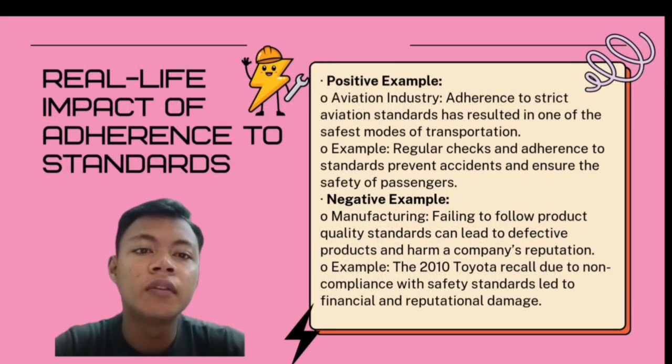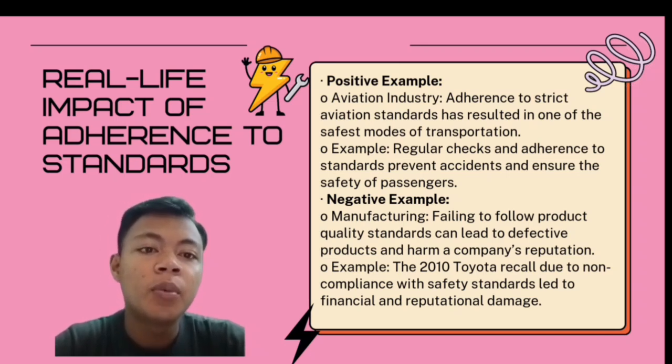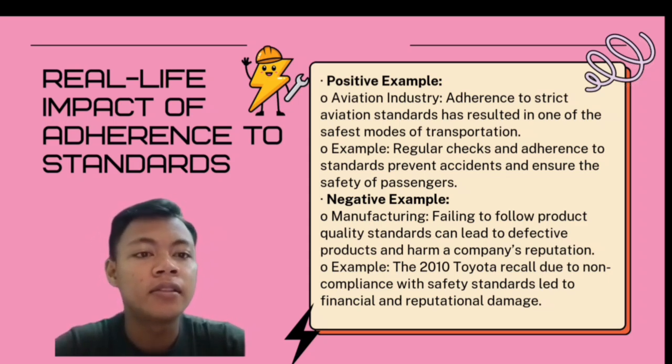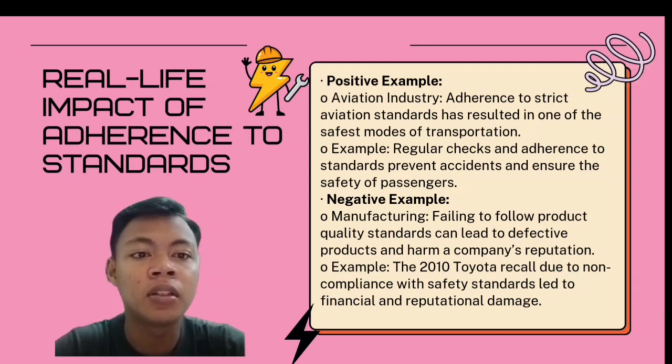So we move to the real life impact of adherence to standards. A positive example is the aviation industry. Adherence to strict aviation standards has resulted in one of the safest modes of transportation. For example, regular checks and adherence to standards prevent accidents and ensure the safety of passengers.